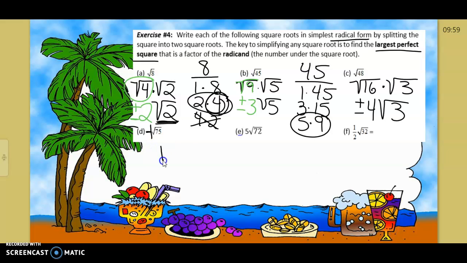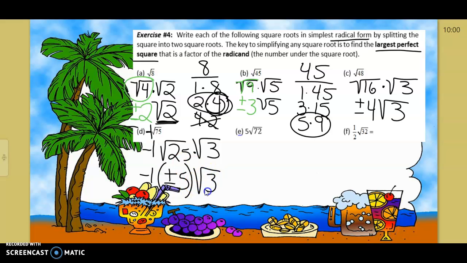But right now, let's break this up into the square root of 25 times the square root of 3. Again, 25 times 3 is 75. Now I bring down the -1. Now I do the square root. So I'm going to do the square root of 25 as a positive or -5. And then that's going to have to go in parentheses. And then I have the square root of 3.